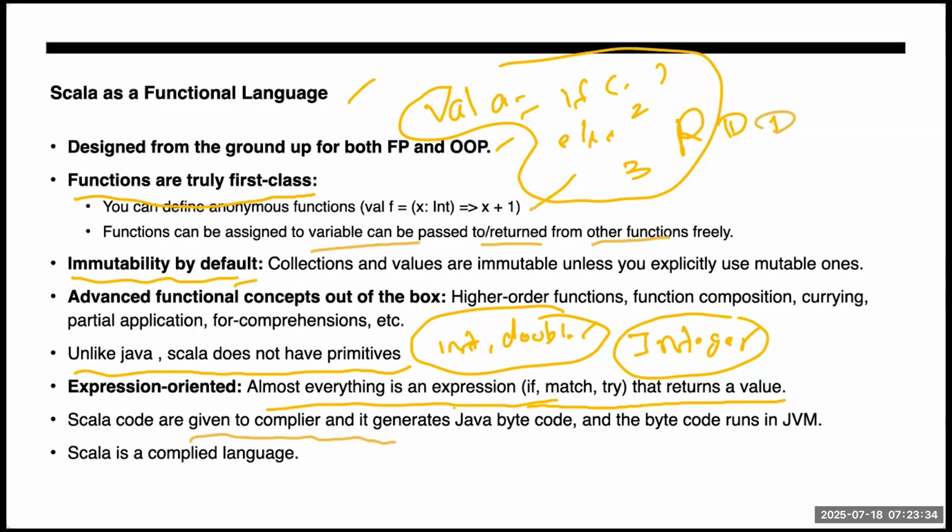Scala code is given to the compiler. It generates the Java bytecode, and the bytecode runs in the JVM. So these are two things. Scala is a compiled language.